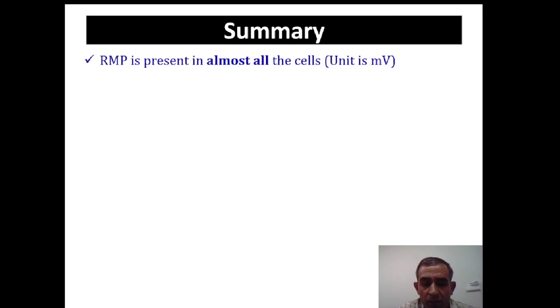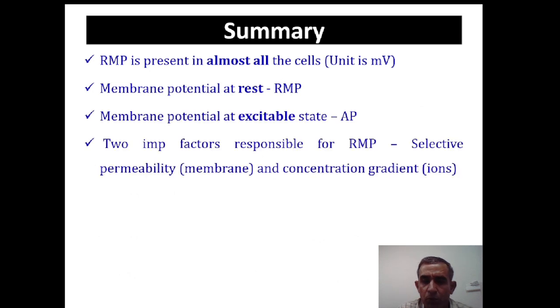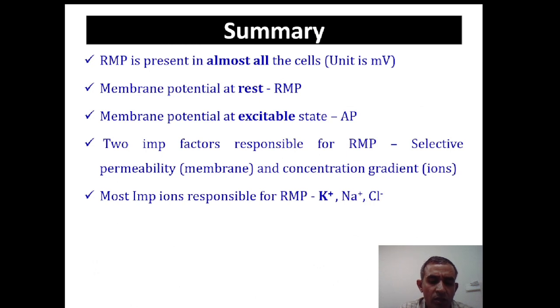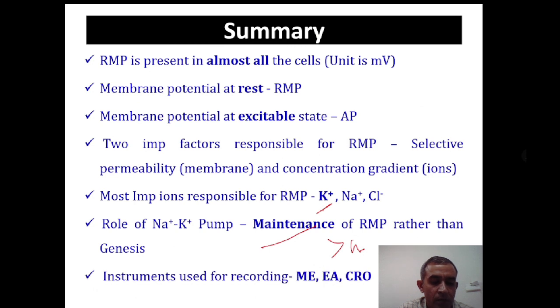Lastly, let's look at the summary of the topic. The RMP is always negative, and the unit is always millivolt. There are two important factors responsible for the RMP: one is selective permeability and the second is the concentration gradient of the ions. The most important ion responsible for the RMP is potassium. Sometimes it is asked in MCQs, so remember it. The role of the sodium potassium pump is more in maintenance rather than genesis. So this is all about today's session.